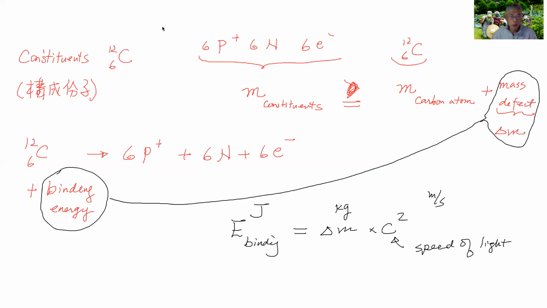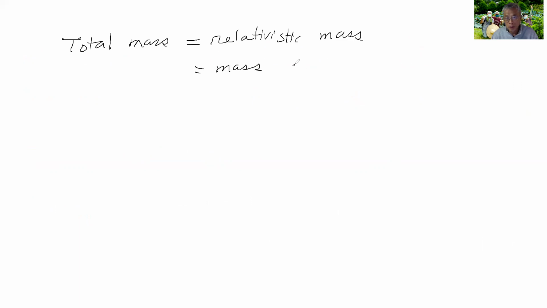Then I'm going to introduce a little bit more about mass. So mass, you have the total mass, which is also called relativistic mass. And what's relativistic mass? It means a mass moving at a speed close to c, close to 3 times 10 to the 8 meters per second.